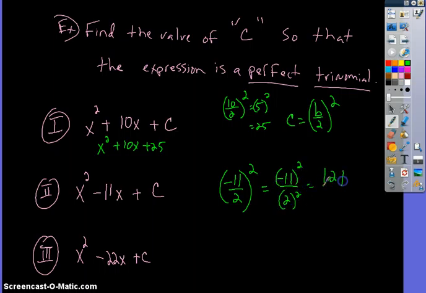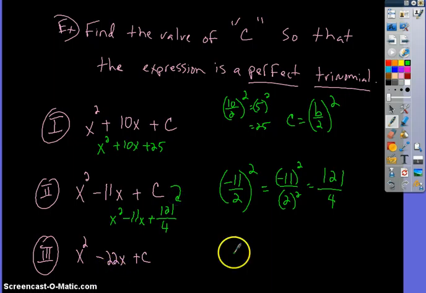Make it positive 121 over 4. So it means c has to equal positive 121 over 4. So this is going to be x squared, subtract 11x, plus 121 over 4, where c has to equal this piece. And the last one, a little bit easier to look at, you probably can see it right now.